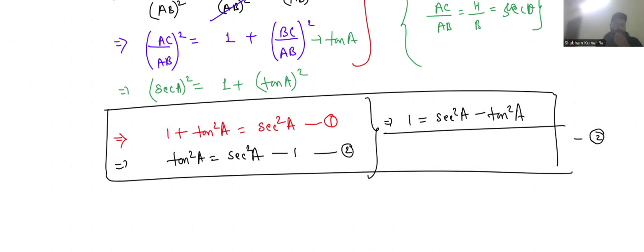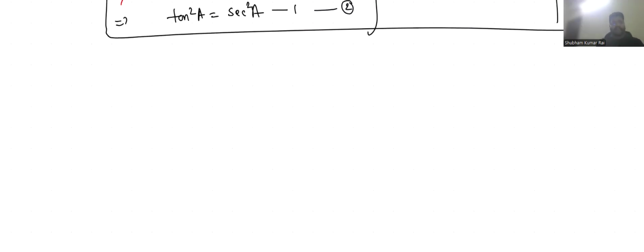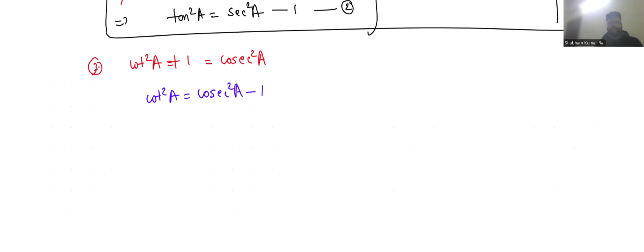Now, likewise, we have the third trigonometric identity that I will tell you finally, that is cot square A plus 1 is equal to cosec square A. Further, it can be written like this, that is cot square A is equal to cosec square A minus 1, or we can say that 1 is equal to cosec square A minus cot square A.